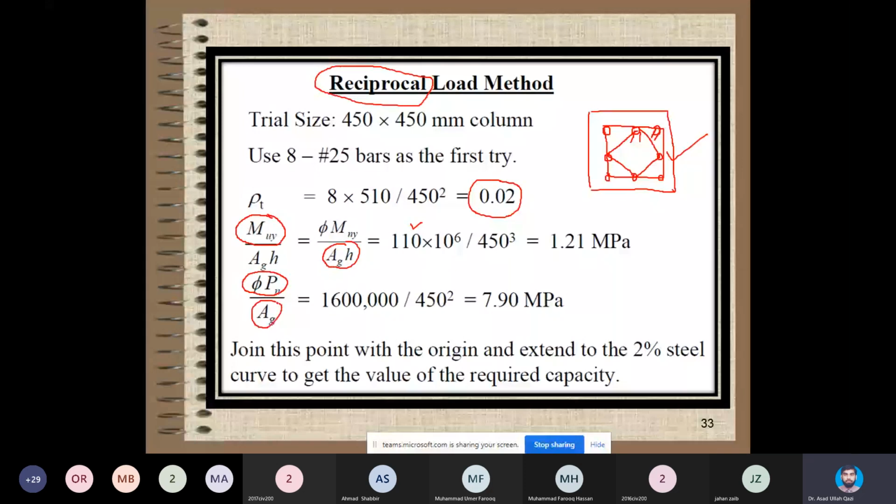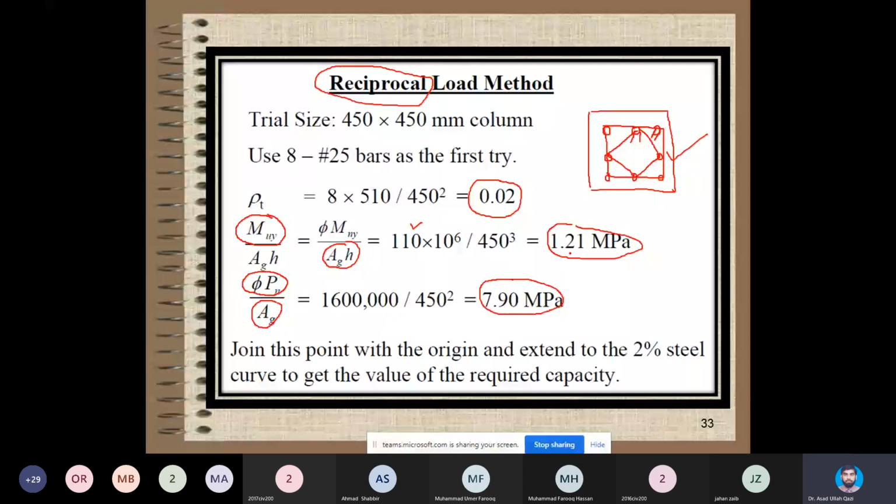So I am first dividing MUY given with AG H and PU given with AG to get the abscissa and ordinates for my short column pictures. Now I will keep 7.9 versus 1.21 in mind, and I will go first to the picture which is available for gamma 0.6.